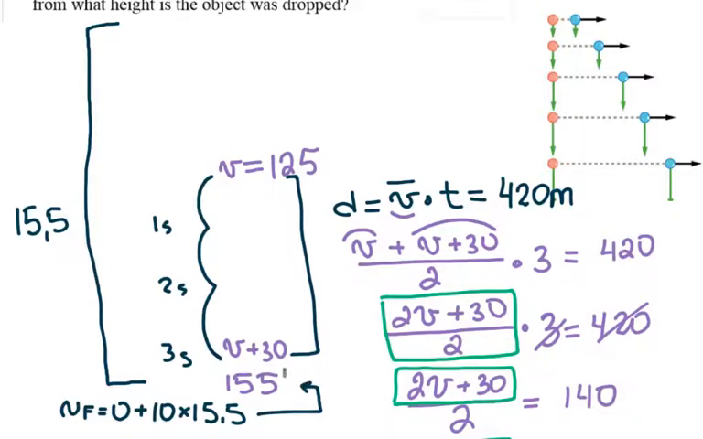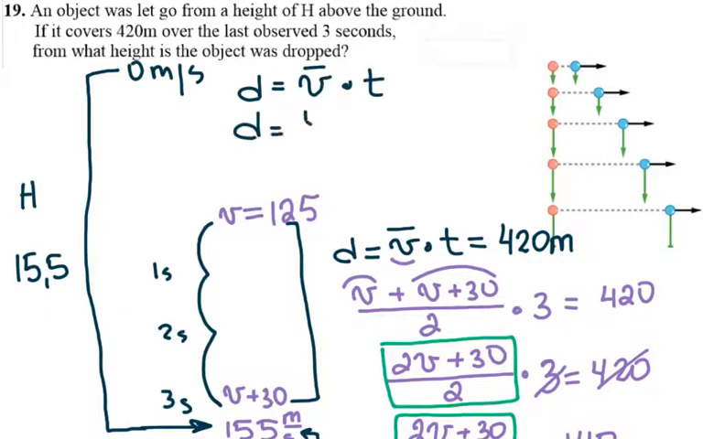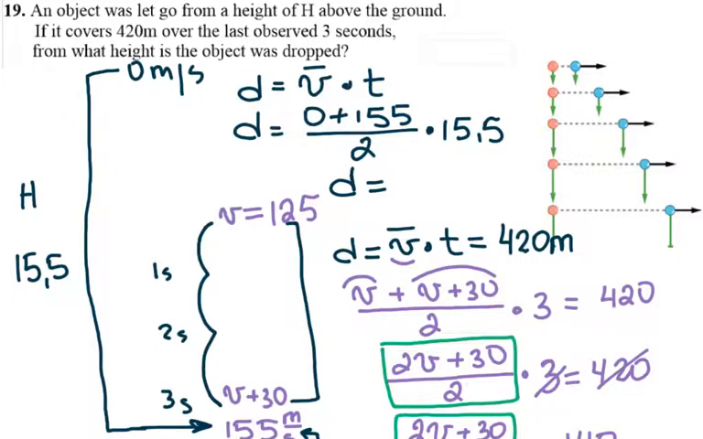That will give you 155 meters per second. So the question is, if an object was let go from some height, I'm looking for this height. Initial velocity was 0 meters per second. Final velocity is 155 meters per second, and I'm looking for the distance. So the distance is equal to average velocity times the time. The distance is equal to 0 plus 155 divided by 2 times the time, 15.5. So now if I calculate this distance, I get the answer of 1,201.25 meters.